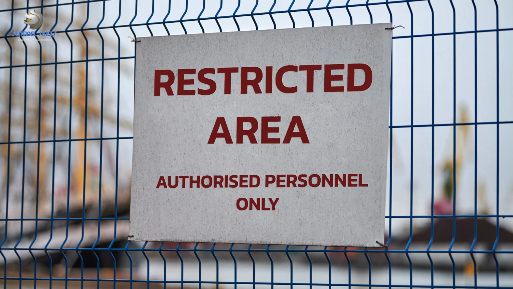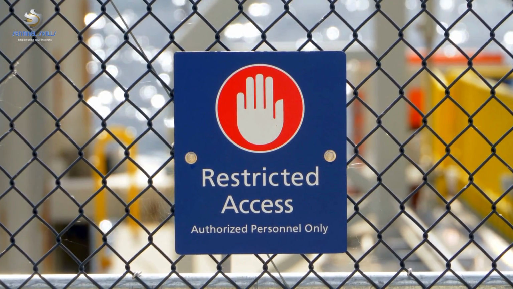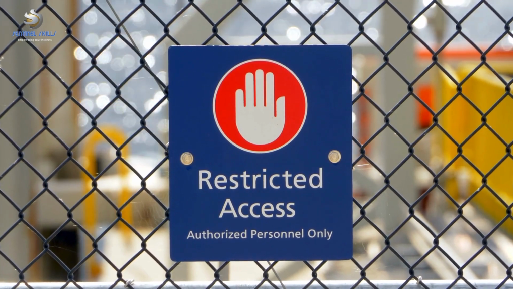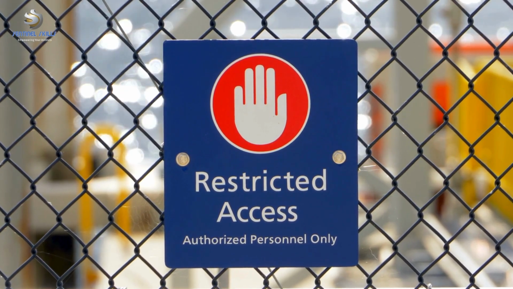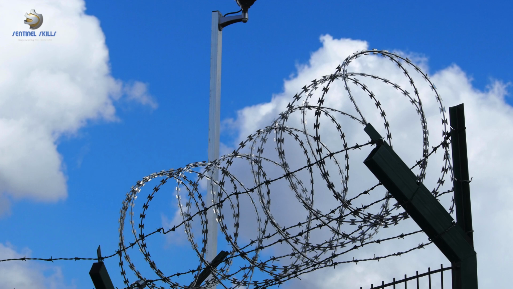What exactly are restricted areas? Let's dive in. Restricted areas are spaces where access is limited to specific individuals or groups. These zones are created for a myriad of reasons. It could be to safeguard confidential information, protect valuable assets, or even to ensure personal safety. In essence, restricting access is a critical measure in maintaining security and privacy.